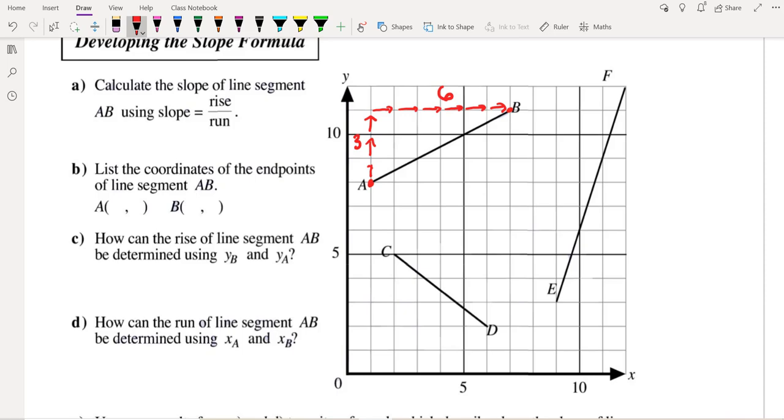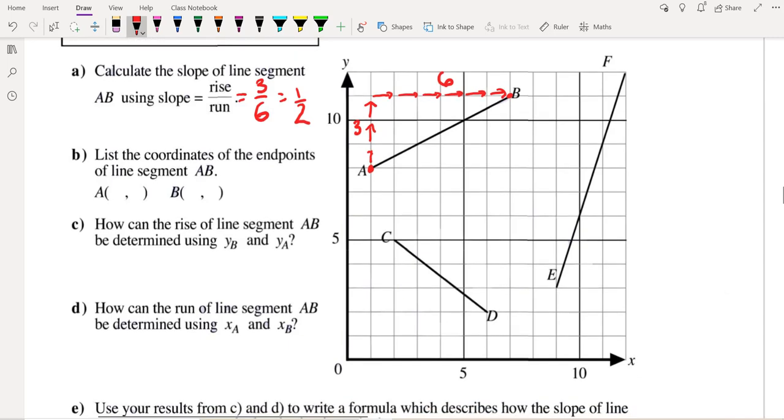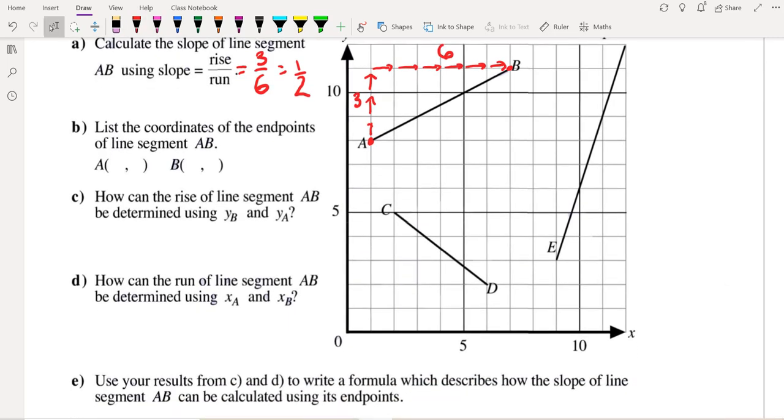So our slope of the line AB is our rise over run, which is equal to 3 over 6. And that simplifies down to a half. Okay. Now it's going to be important in the next unit that you always simplify your fractions. In the next lesson, we'll be looking at parallel and perpendicular lines, so you need to compare slopes. It's easy to do that if they are all in lowest terms.